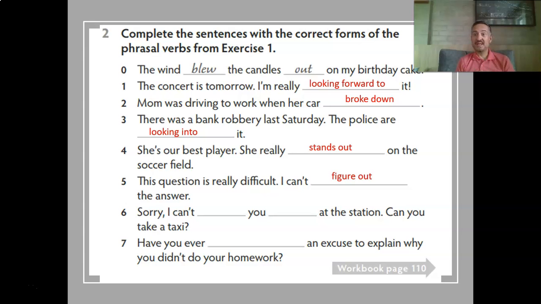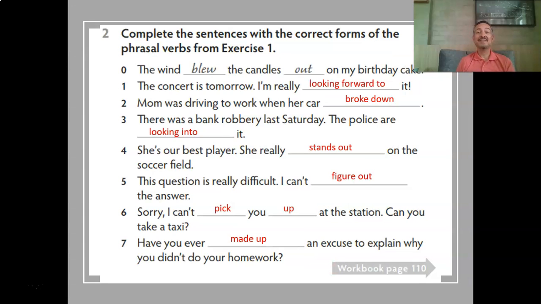Okay? Number 6. Sorry, I can't blank you at the station. Can you take a taxi? So I can't go to the station with my car to take you to another place. So what is this verb? This phrasal verb starts with P. Yes, pick you up at the station. And number 7, have you ever blank an excuse to explain why you didn't do your homework? So when you invent an excuse or a lie, you make up, and here you have to use made up. Have you ever made up an excuse to explain why you didn't do your homework?